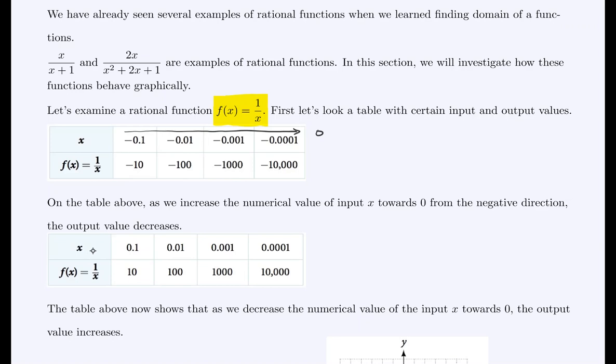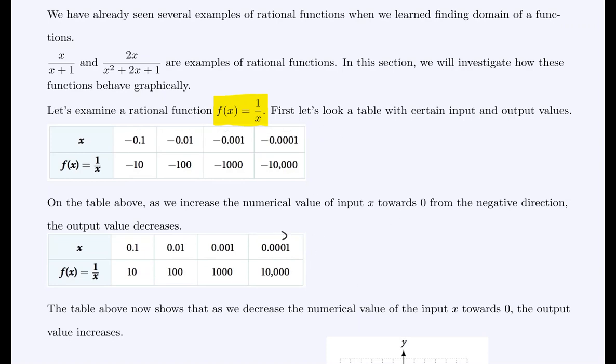Now as we look at the next table of values, we've got the positive version of these inputs, so 0.1, 0.01, etc. And notice that as we get the x values going towards 0 from the positive direction, the y values just keep increasing. And I would say they even increase more and more without bound.